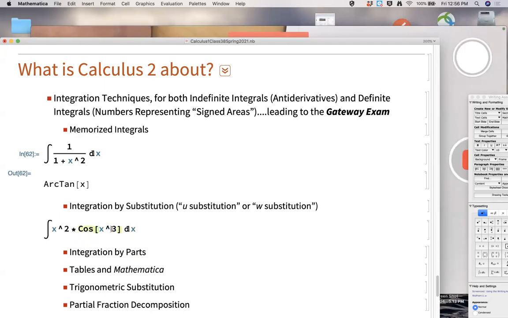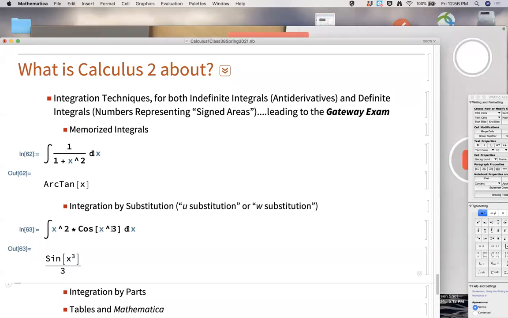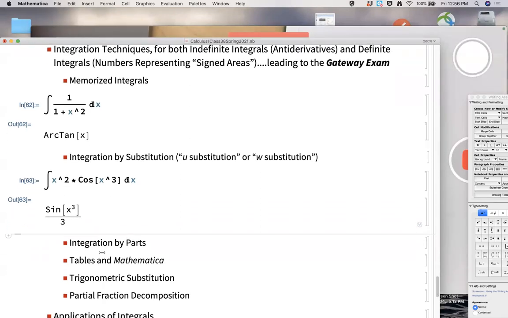And the answer is going to be, if I can do it in my head here, I think 1/3 sine of x cubed plus c. Again, Mathematica doesn't put the plus c, but you would want to do that. Okay, that comes from my experience in doing those integrals. But this method that you'll learn in Calc 2 would help you do it.